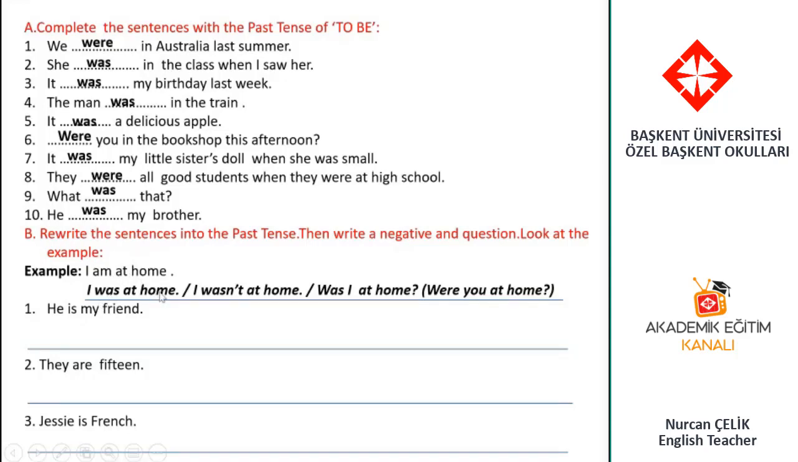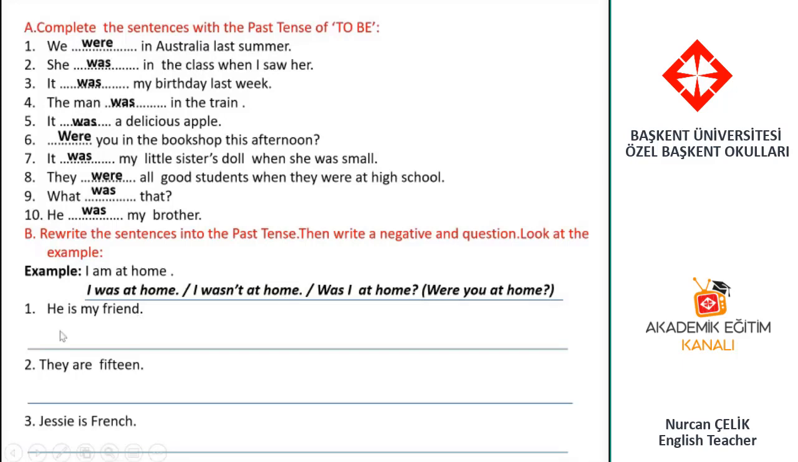It finished. I'm not at home now. Or when we say it in negative form, I say, I wasn't at home. Or, was I at home? Of course, in a dialogue, we can say, were you at home? Very well. I think you understood what you are going to do.